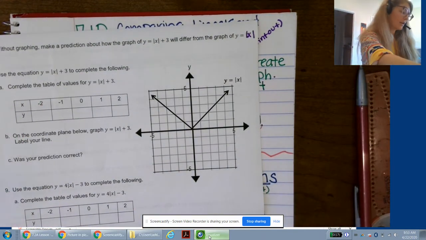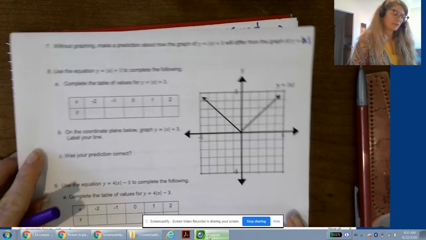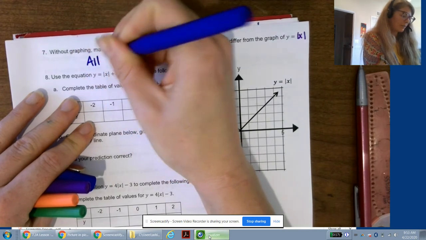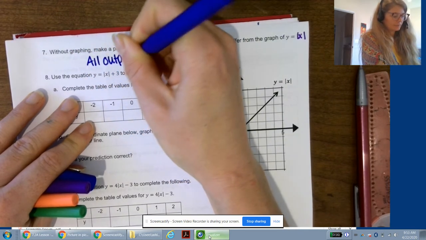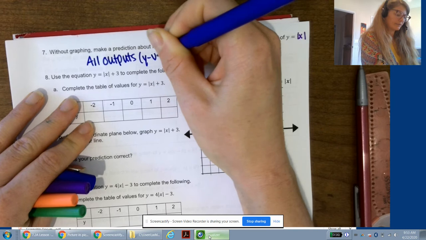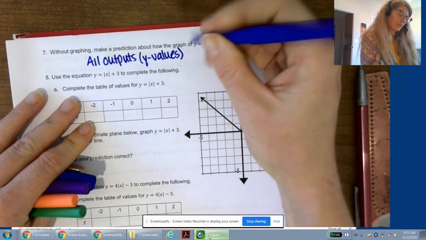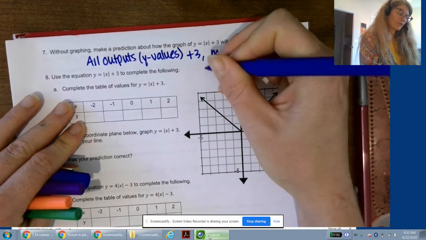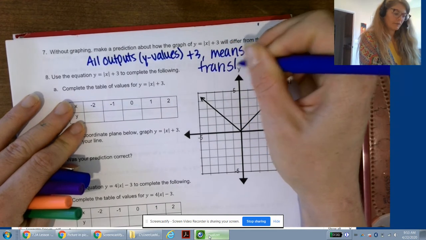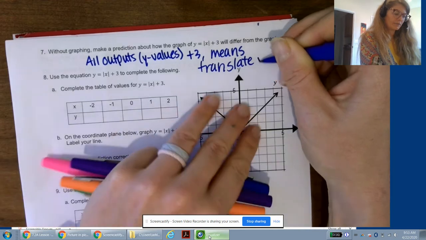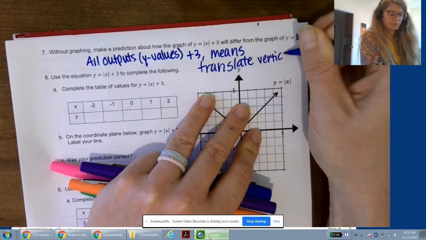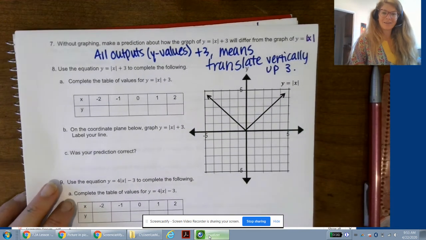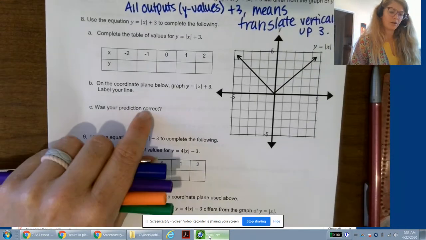Now we're going to be looking at y equals absolute value of x, all plus 3. So all outputs, y values, plus 3 means translate vertically up 3. And let's see what that looks like in our table and on our graph.